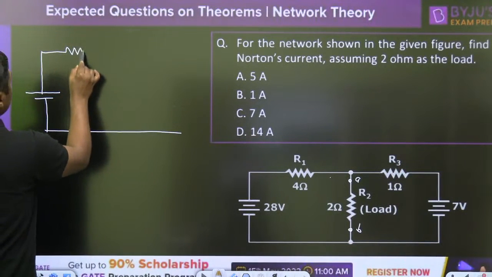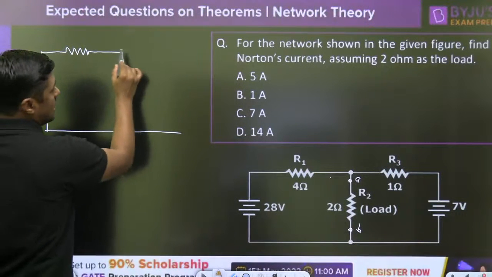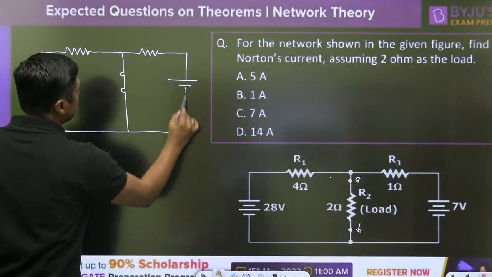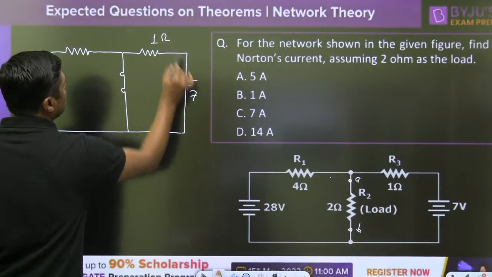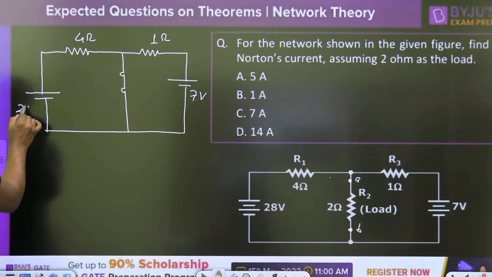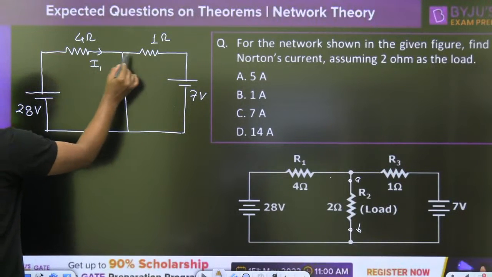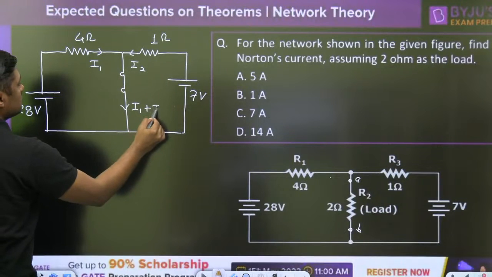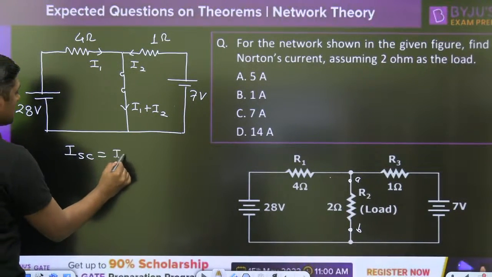This is the R1. Everyone give me the answer in the comments box. This is R3. What is this? 7 volt. This is the 1 ohm. 4 ohm, 28 volt. This is I1. This is I2. That current is I1 plus I2. What is the ISC? I1 plus I2.